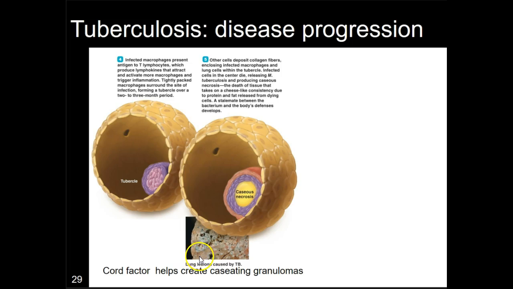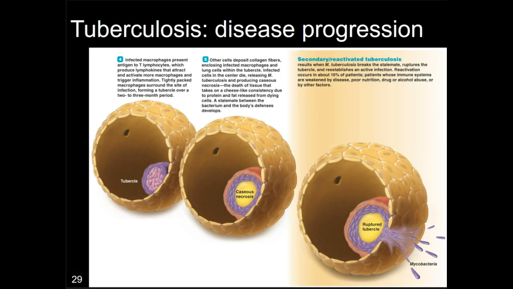Here we show a lung lesion caused by tuberculosis. This tissue should be healthy and pink and full of air, and instead you can see there are these big lesions within the lung, these huge holes in the lungs, where the alveoli have just been destroyed by the bacteria. And this is where the destruction actually occurs, as this tubercle is ruptured and mycobacteria are released from this tubercle. At this point, there's a secondary and reactivated infection. This happens in about 10% of patients, and it's typically found in patients who have immune systems that are weakened by disease, poor nutrition, drug or alcohol abuse, or by other factors.